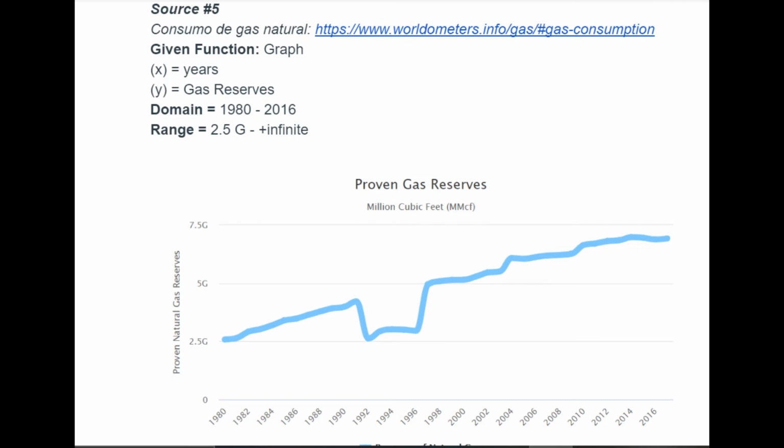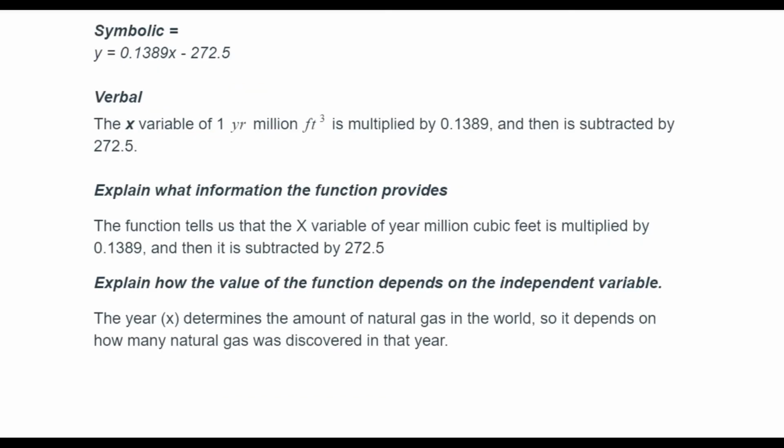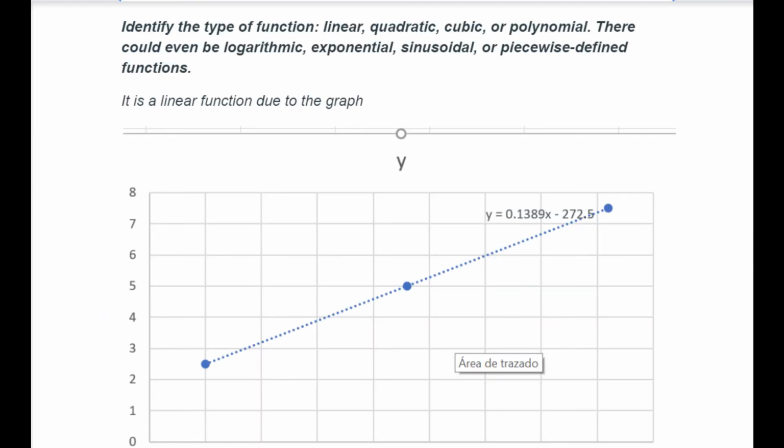X represents years and Y represents gas reserves. The domain is 1980 to 2016, and the range is 2.5 G to infinity. So the function tells us that the x variable of year million cubic feet is multiplied by 0.1389 and then subtracted by 272.5. The year x determines the amount of natural gas in the world, so it depends on how much natural gas was discovered in that year.